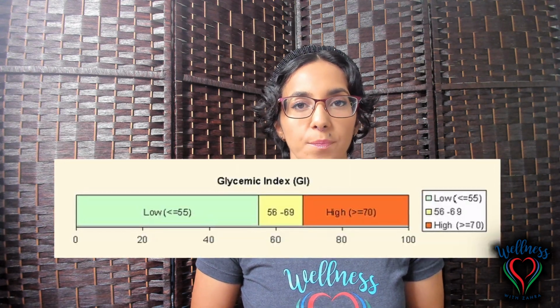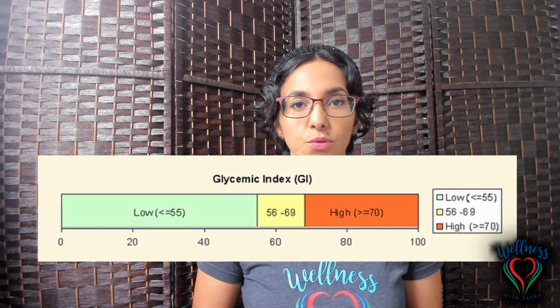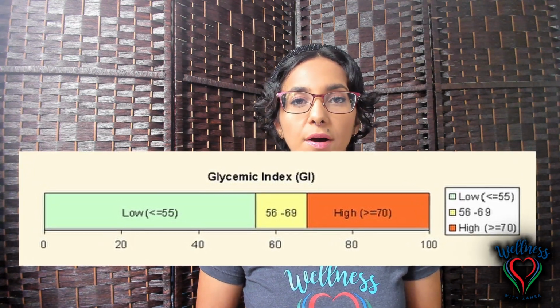So the three different categories we're going to be talking about today are high GI foods, medium GI foods, and low GI foods. The score of these GI foods range from 0 to 55 for low GI, 56 to 69 for medium GI, and anything above 70 for high GI foods.